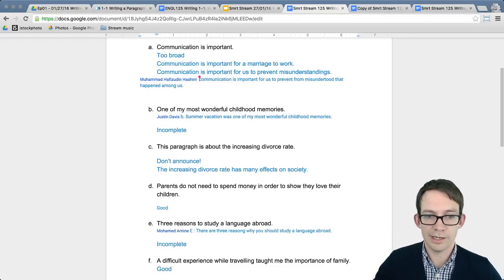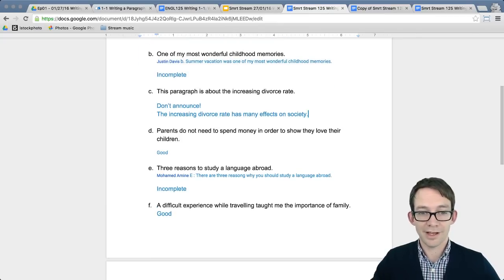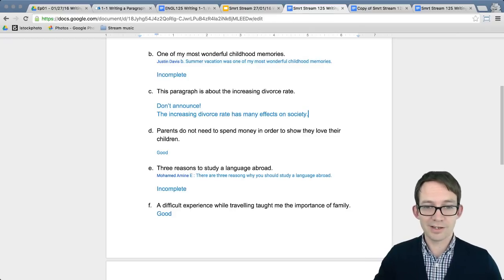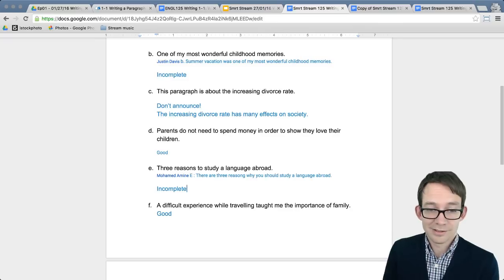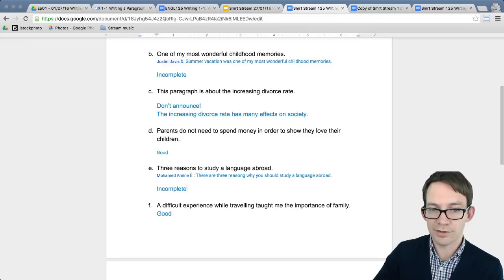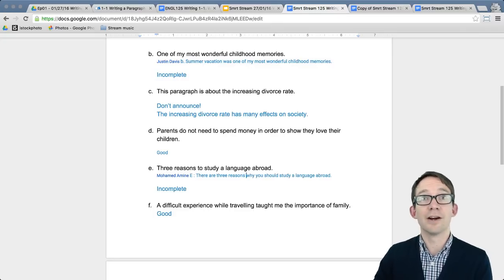All right, what about E? Three reasons to study a language abroad. Coming in from Muhammad, I think, yeah, good. Yeah, so maybe he took my advice from earlier and kept it simple. And again, nailed it there. He said, there are three reasons why you should study a language abroad. I would just change that one, that G, to an S there, right?